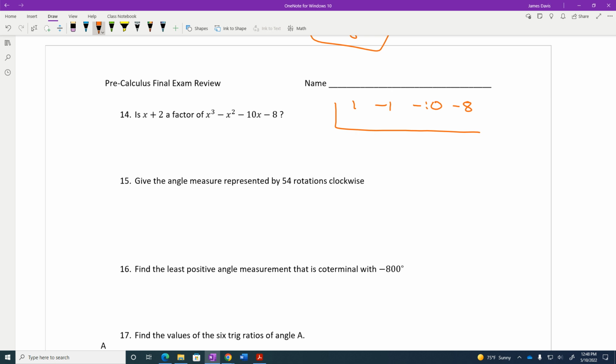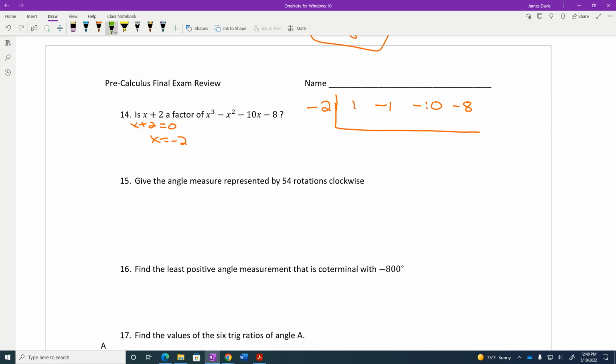And then we write a number outside that Sanjay was talking about there. And it's not 2 though, it's going to be -2 because you want to actually set this equal to 0 and solve it. You get x equals -2. So that's the number that goes on the outside.